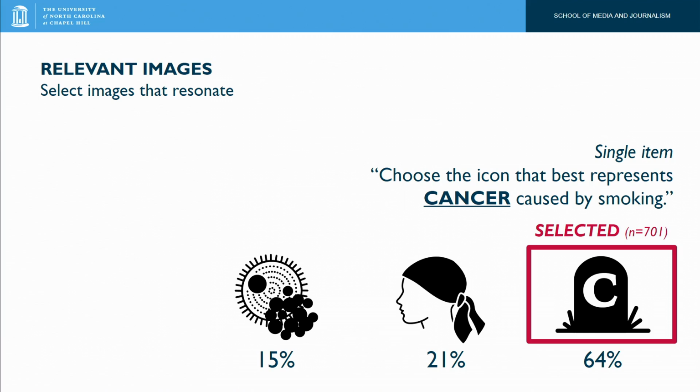Also, we learned that if we leverage the power of crowds, we were looking at a general public audience, so we used a convenient sample of 700 US adults, and we were able to get to a very clear answer. The big C on the tombstone was selected by more than 60% of our participants as their preferred icon. It wasn't my preferred icon, but that was the same as what we found with the other measures that we asked in a much more taxing way.